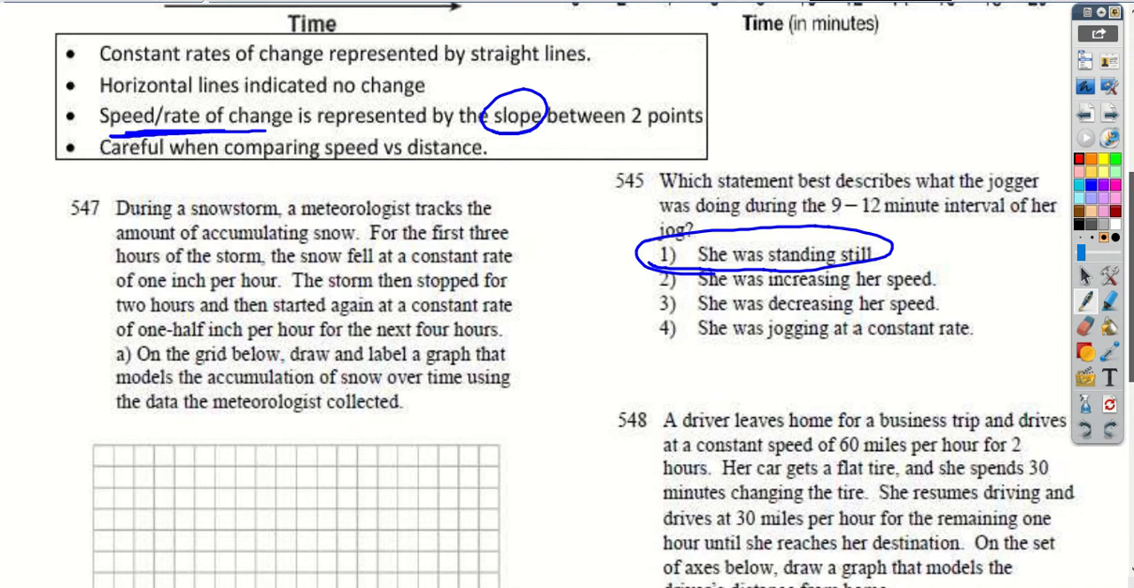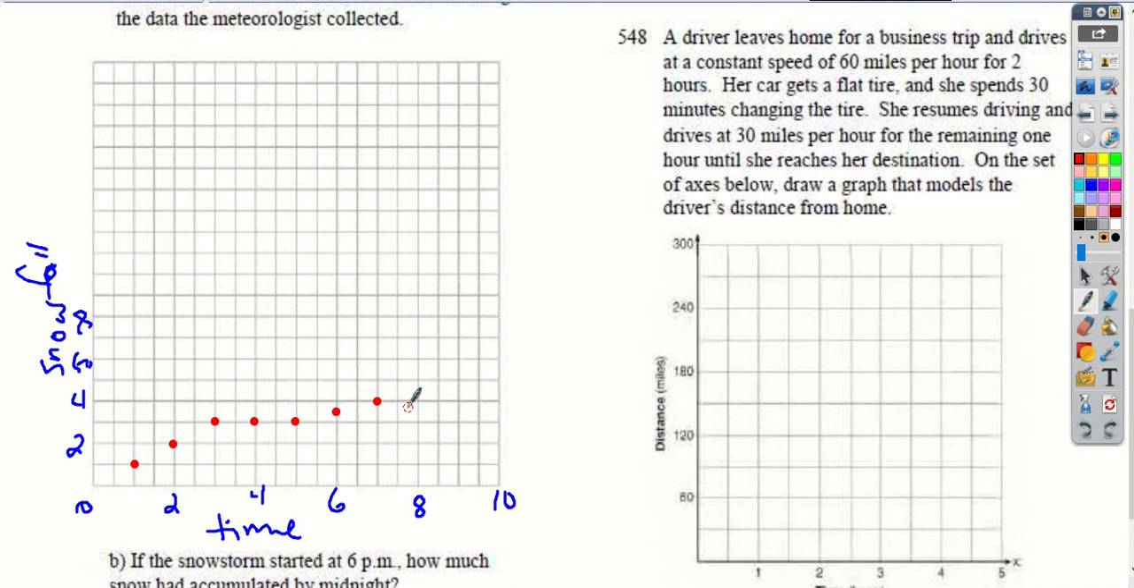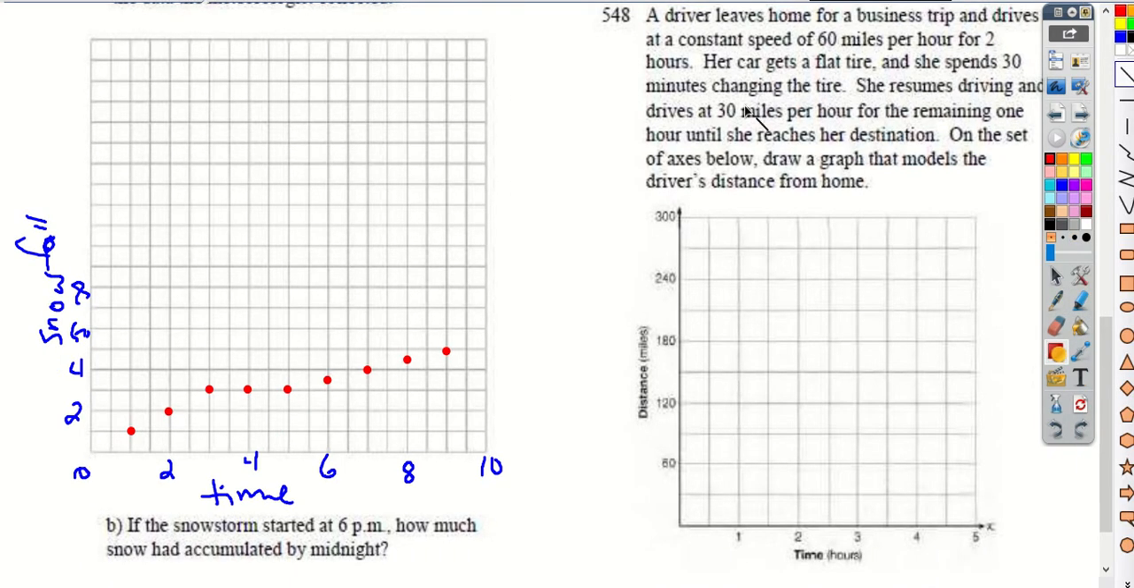And then at 7, we went up to, all right, so 3.5 for the next 4 hours. So then another half inch, and we're right there. And then we can draw our lines here. So we went from 0, 1 inch per hour up to 3, stayed still, and then went up a half an inch for the next 4 hours.